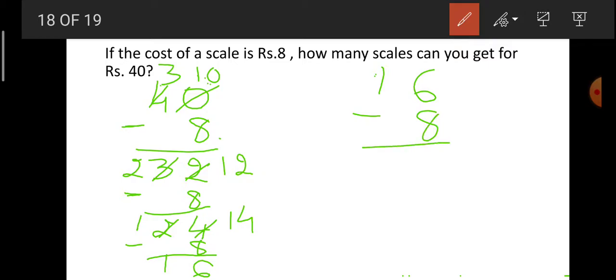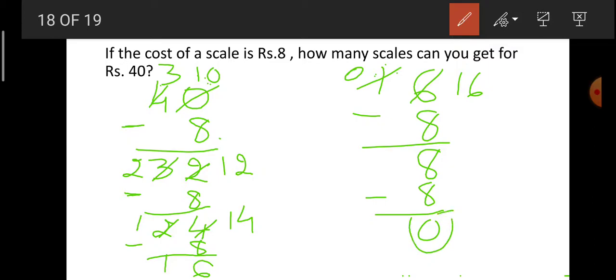Then we need to remove 8 rupees from 16 rupees. From 6 you can't remove 8. Do the borrowing subtraction here. 1 will become 0. 16 minus 8 is how much? 8. I am left with how many rupees? 8 rupees. Again I will take 8 rupees and buy one more scale. 8 minus 8 is how much? 0. Now tell me how many scales we bought.